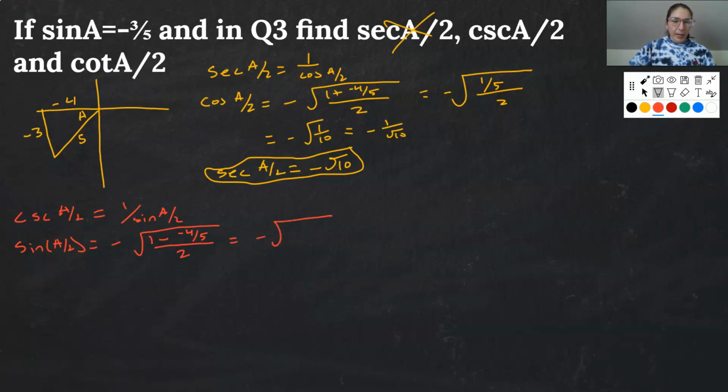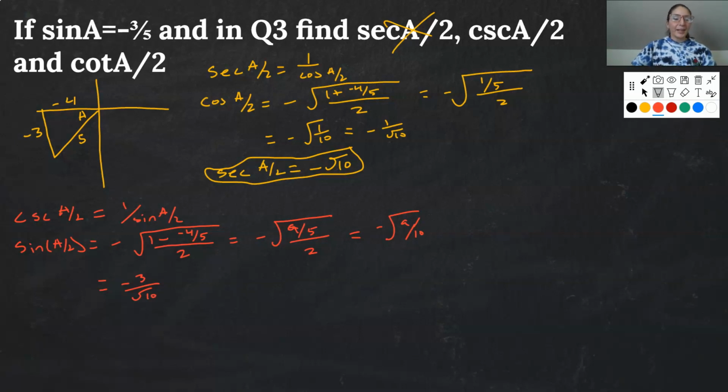1 is 5 over 5. 5 minus negative 4, that'll be positive 9 over 5. That's a 9, not an A. All this over 2. Again, as we've seen, anytime you're dividing by 2, you just double your denominator. Negative square root of 9 over 10. Square root of 9 is 3, so that's negative 3 in the numerator. Square root of 10 in the denominator is square root of 10.